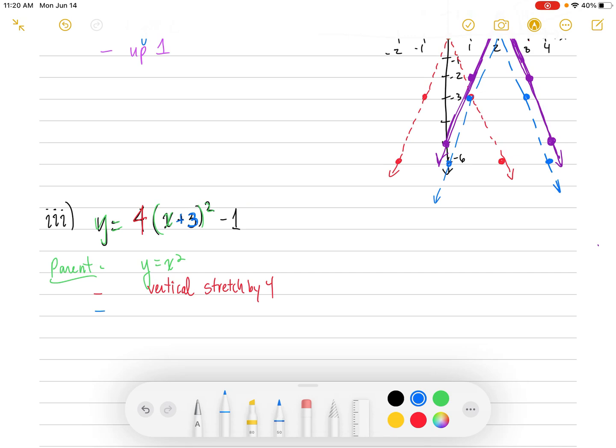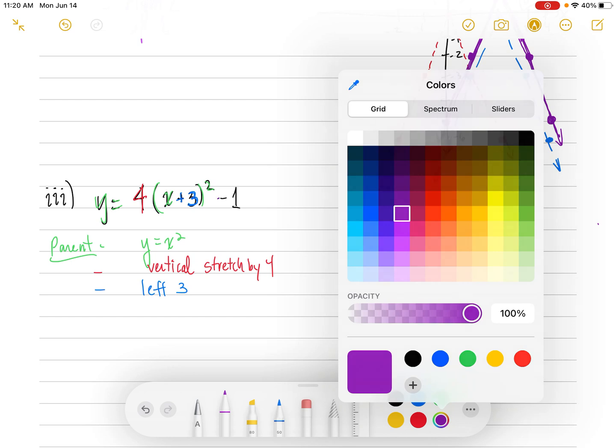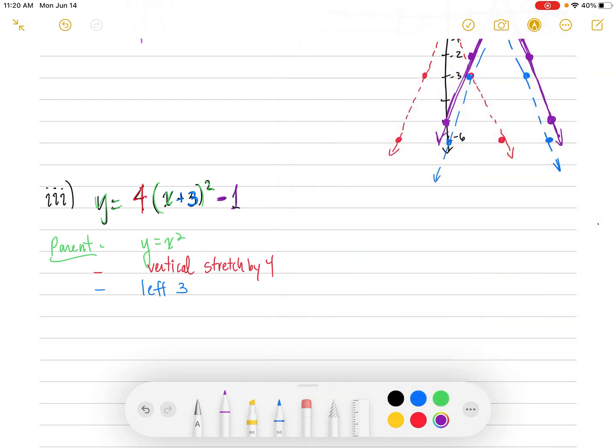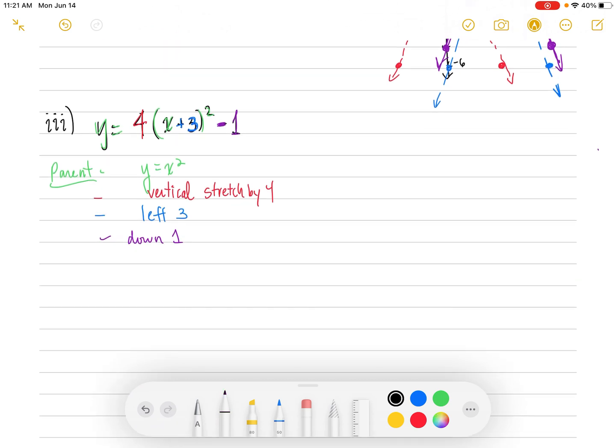Also, we have a plus 3 inside of the function. Inside of the function is going to be the opposite of the sign, and it's horizontal, so it's going to be a left 3 shift. And then outside, we have a minus 1. Outside is going to be a shift either up or down vertically. It's going to go in the direction of the sign, so it's going to be down 1. Okay. Now let's start with our squaring function.